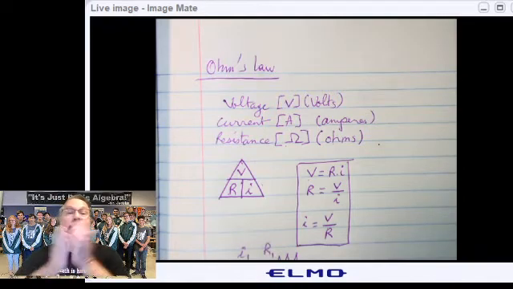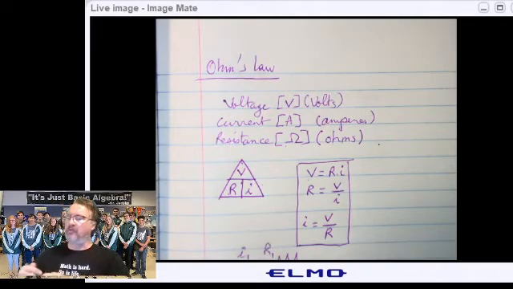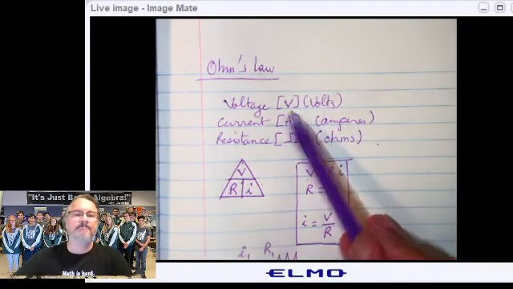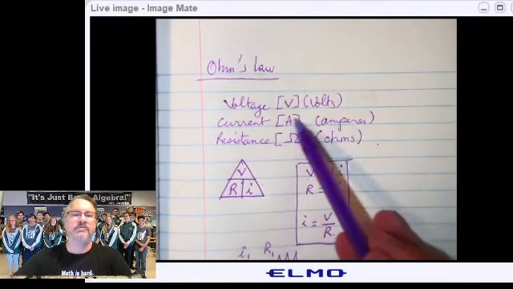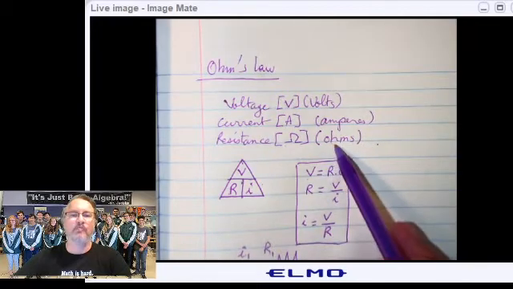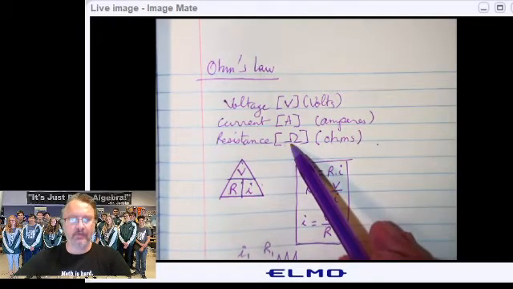Today's video is going to be about Ohm's law. So Ohm's law is a law in physics and engineering, connecting different electrical characteristics like the voltage, measured in volts, symbol V, the current, measured in amperes, symbol A, and the resistance, measured in ohms, and the symbol is the Greek letter omega, the capital letter omega.